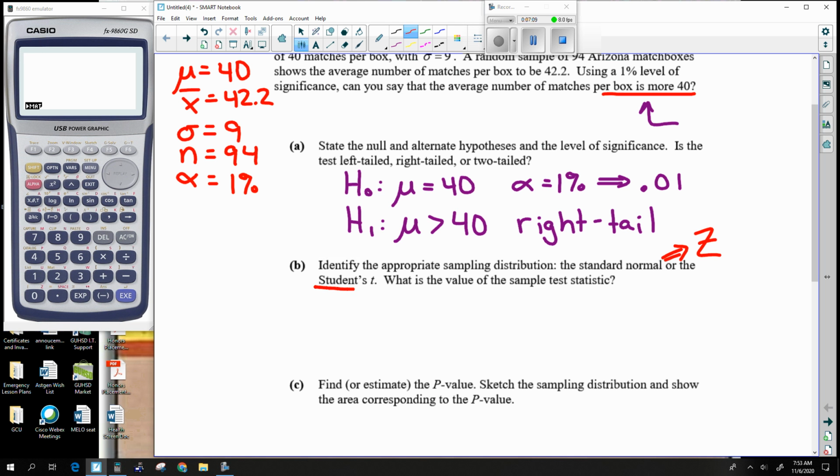Okay, and if it's a student's t, that's in other words saying that it will be a t. And again, the ultimate difference is, do you use your z table or do you use your t table in finding your value here? And to answer this question, z's are going to be when you have sigmas or probabilities. T's are when you have sample standard deviations, S's. Here we have a sigma, so this is going to be a z. So the first answer to this question is this is going to be a standard normal.